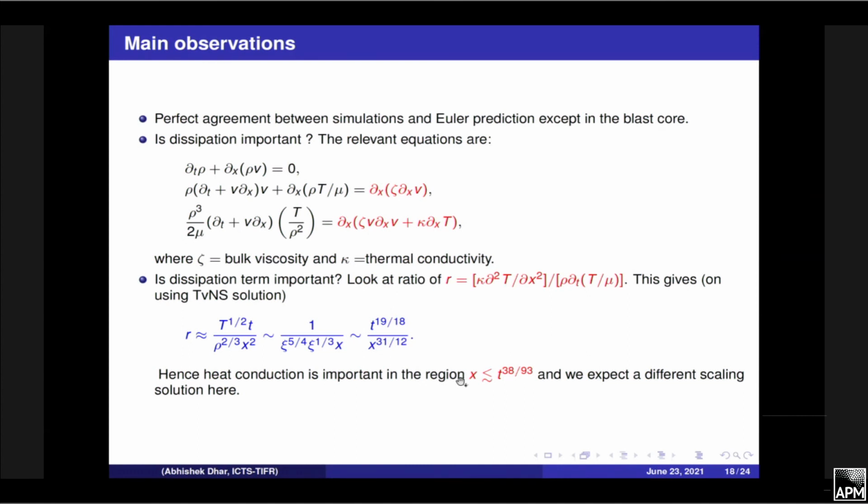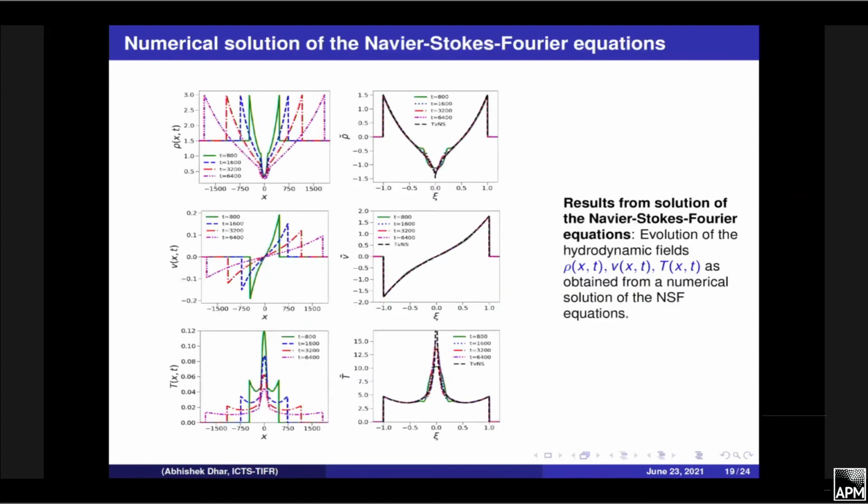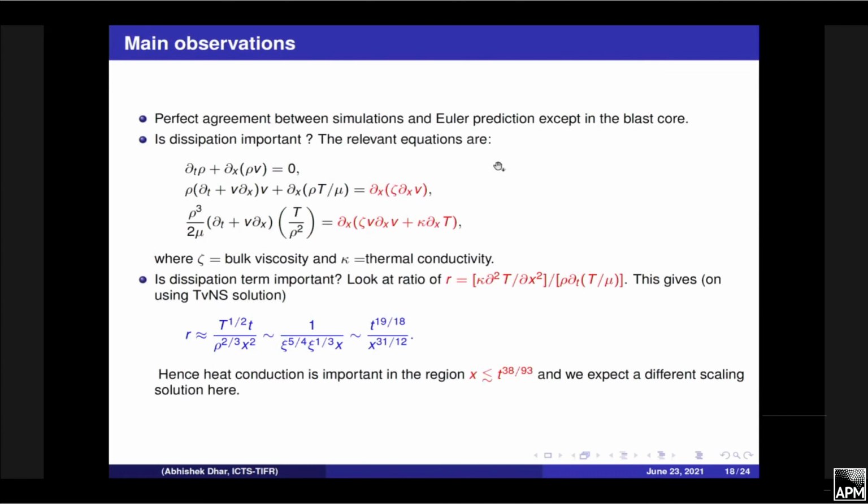and in this region we expect that these terms are important, and so we expect a different scaling solution. Okay, so this explains why in the core we see some differences. Now, once you include these terms, there's no exact solution of the equations even at long times. And so what we do is just numerically solve these PDEs and see what we get.